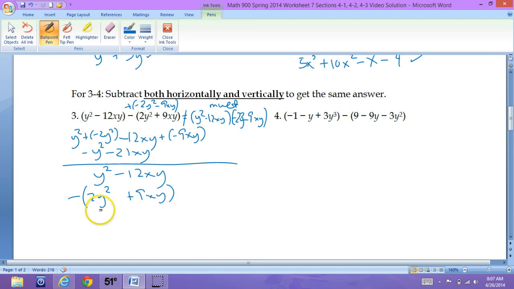Y squared minus 2y squared is our negative y squared. Negative 12xy minus the positive 9xy is negative 21xy. So now this matches this.